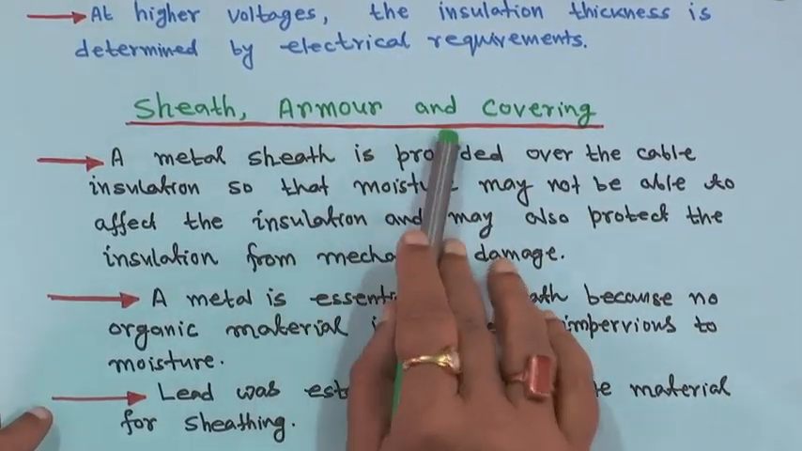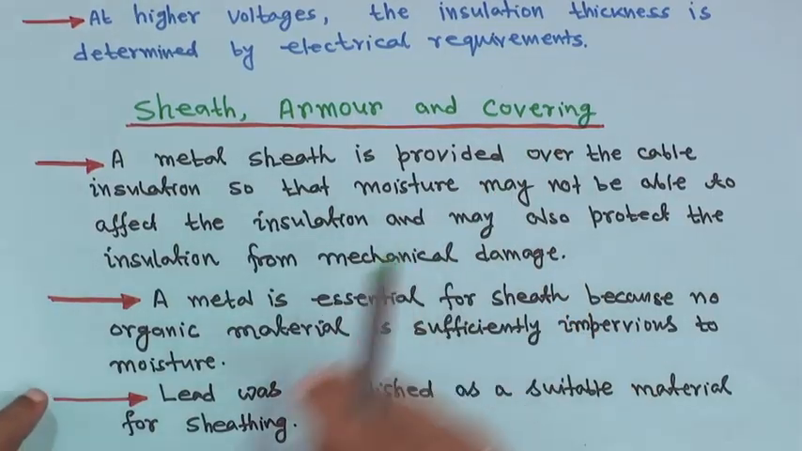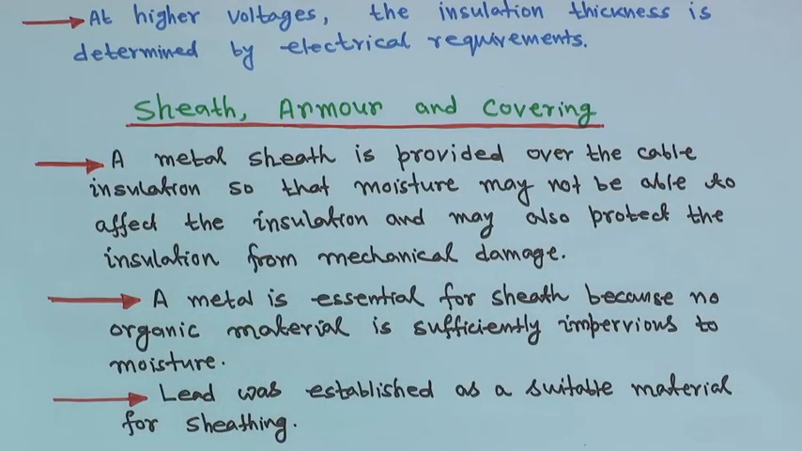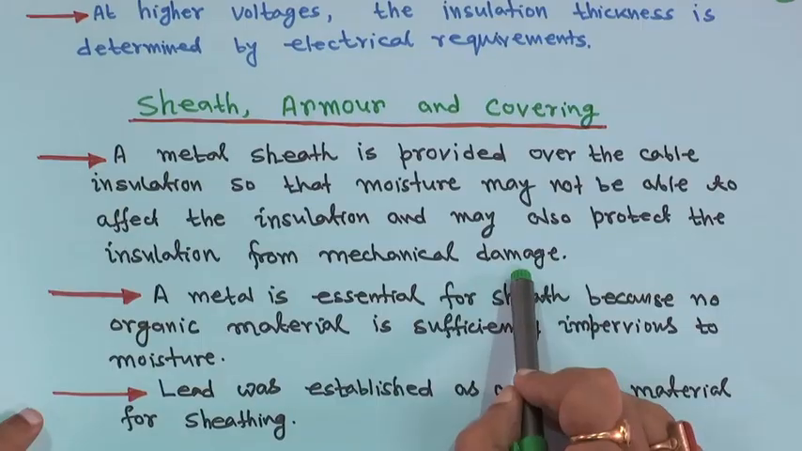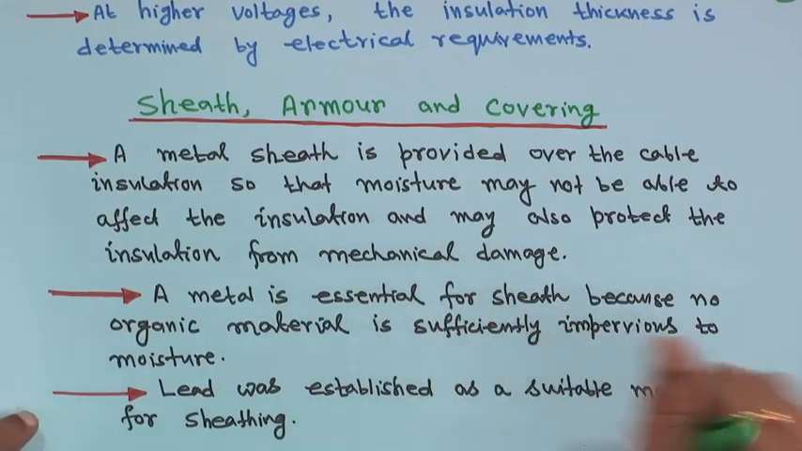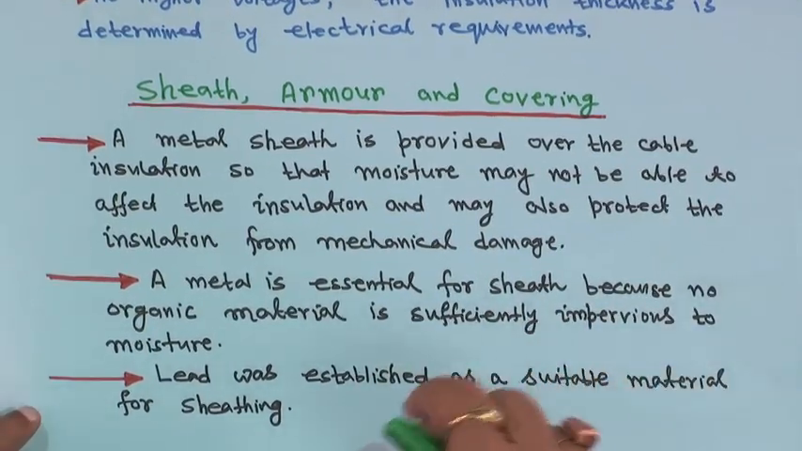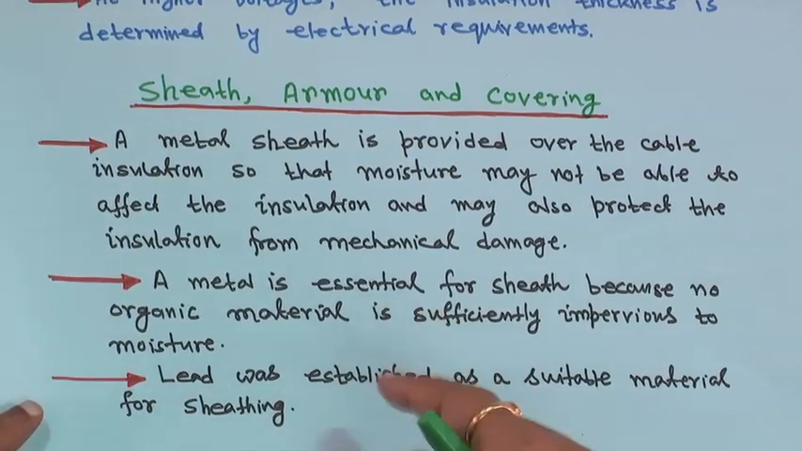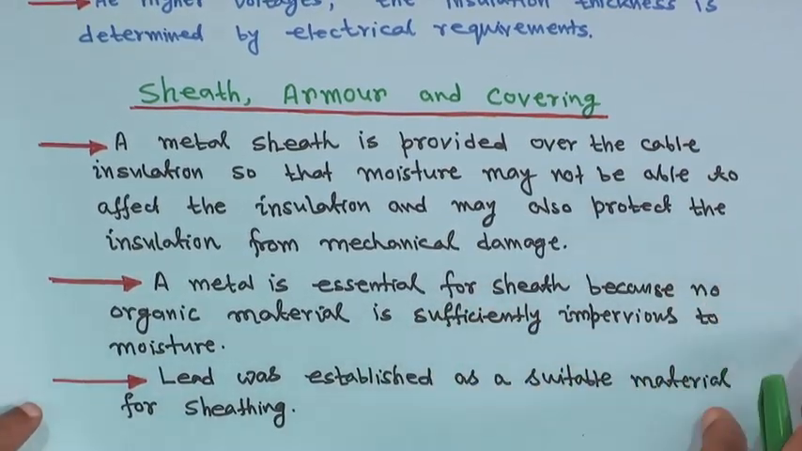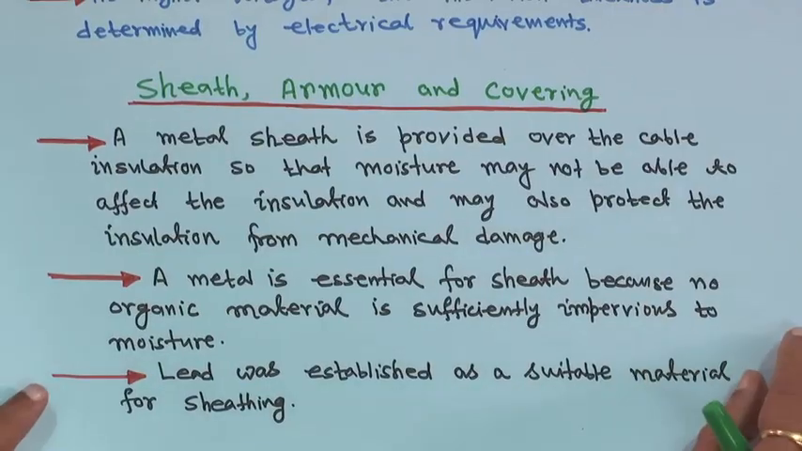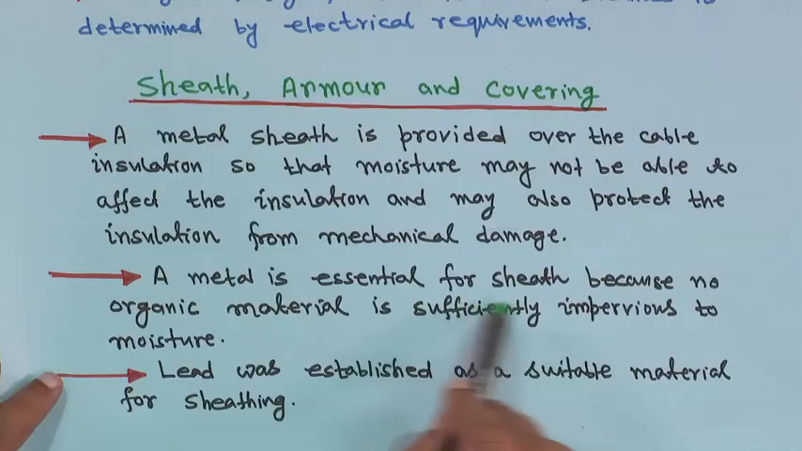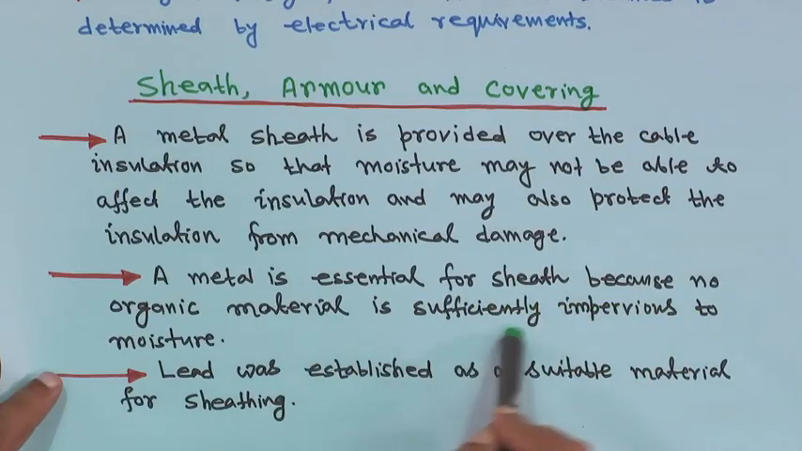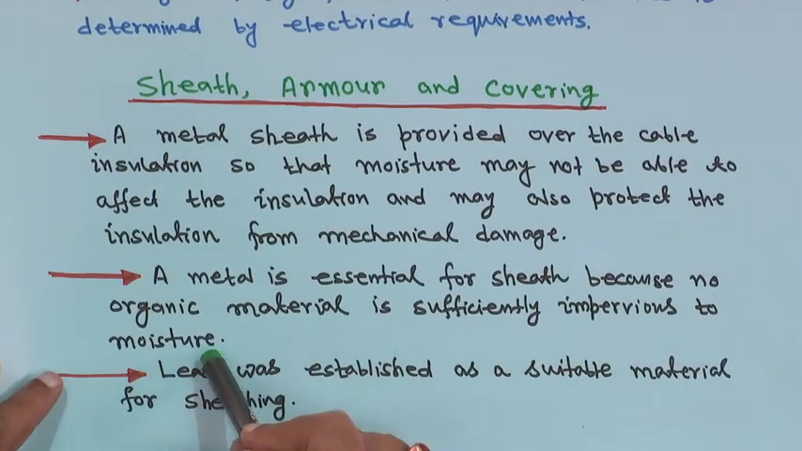Next is sheath, armor and covering. Generally a metal sheath is provided over the cable insulation, so that moisture may not affect the insulation and to protect the insulation from mechanical damage. First the conductor insulation, and then the metal sheath is provided. A metal is essential for the sheath because no organic material is sufficiently impervious to moisture.